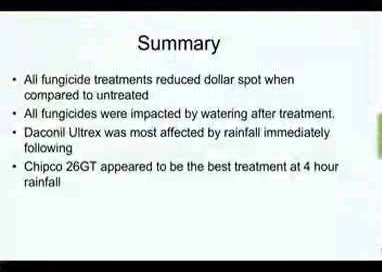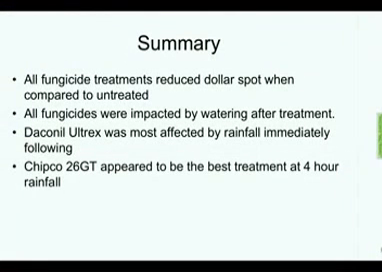So, the summary from this work was essentially that all the fungicides reduced dollar spot, obviously, but all the fungicides were impacted by watering after treatment, some more and some less. The contact chlorothalonil, or Daconil, was most severely affected by immediately irrigating it, which is to be expected. The localized penetrant appeared to be the best treatment after waiting about 4 hours for the rainfall. So something like 2,6-GT, if you have rainfall within about 4 hours, you could expect essentially equivalent control to no rainfall.